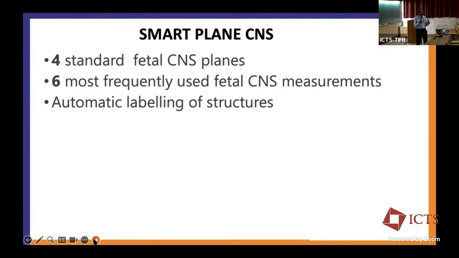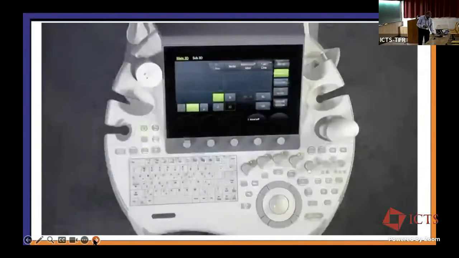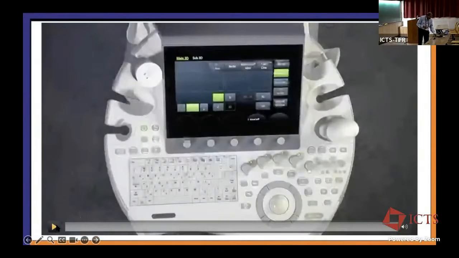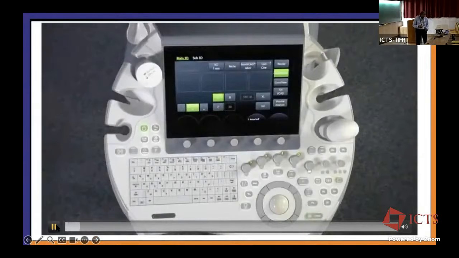What about the head? Because the head, there are three standard planes, which we call as the ventricular plane, the thalamic plane, and the transcerebellar plane. And there are 6 most frequently used CNS measurements. And it's possible to do that. So what I'm going to do is to show you another video which we use.